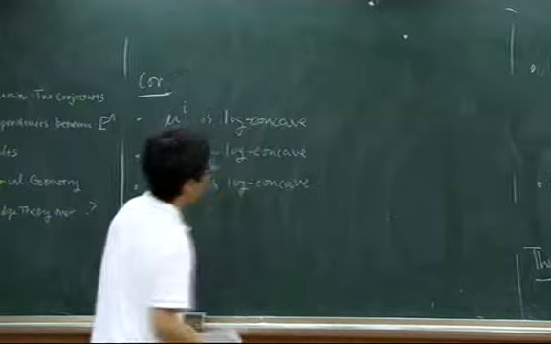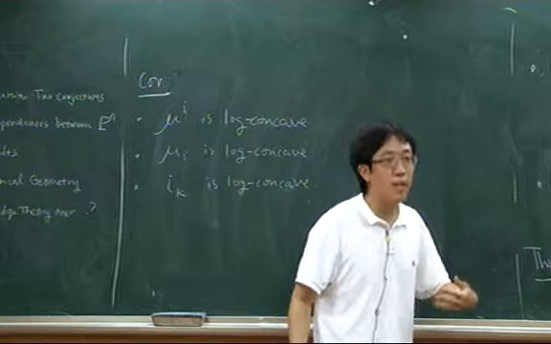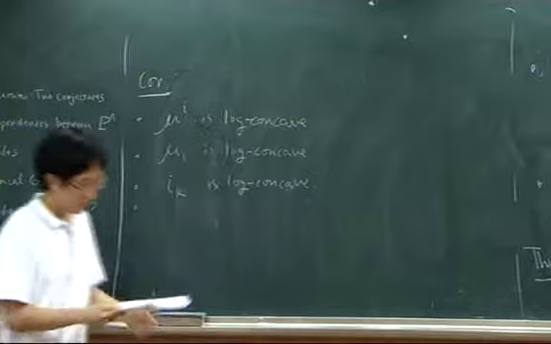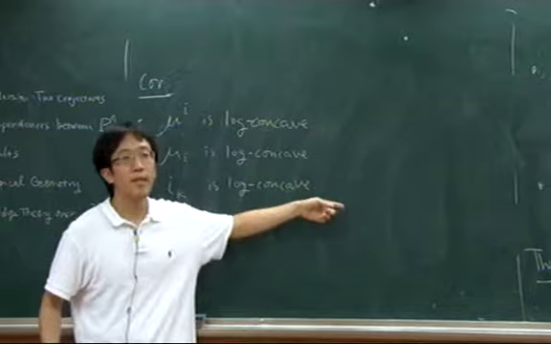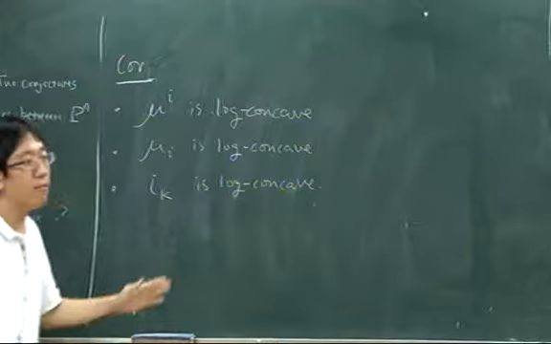So is r the rank of M? In fact, r plus 1 is the rank of M. Right. So I'm projectivizing everything. And the condition here is that your matroid M is representable over some field. So I don't have a result for arbitrary matroids.